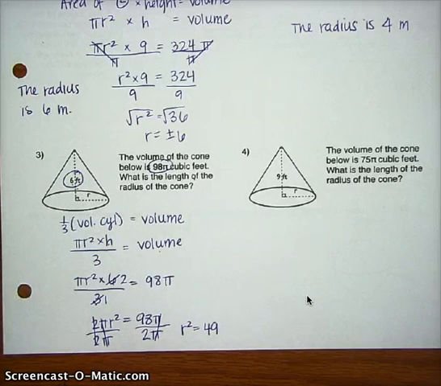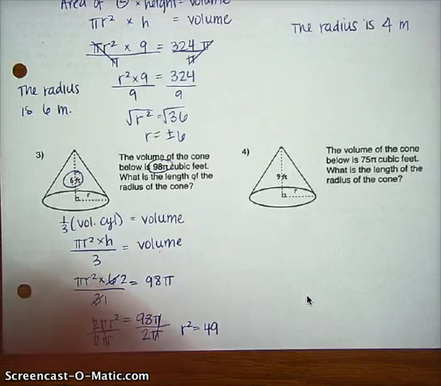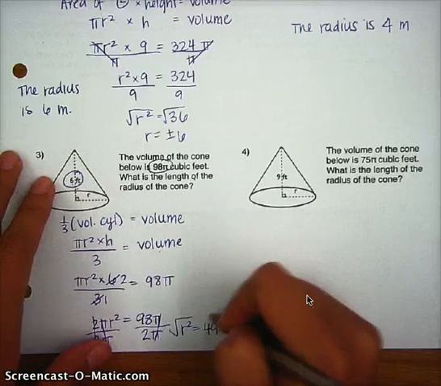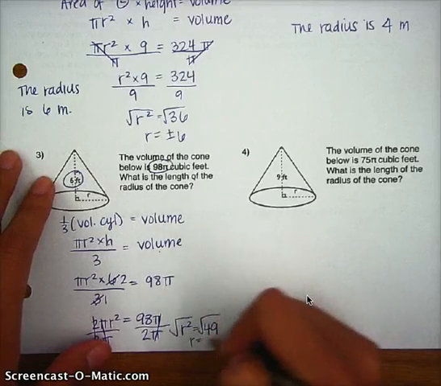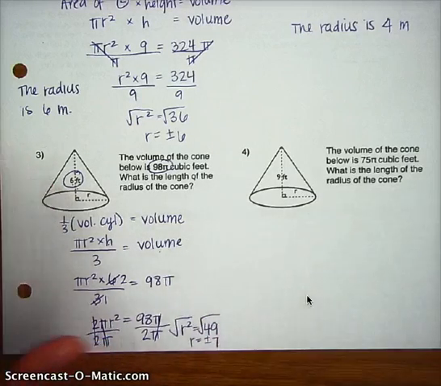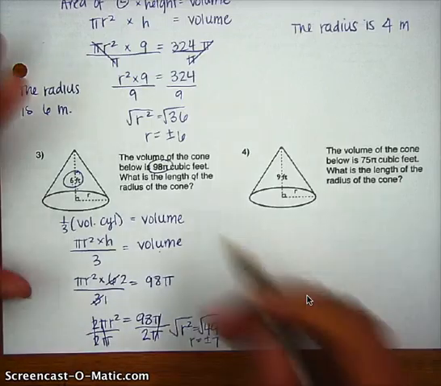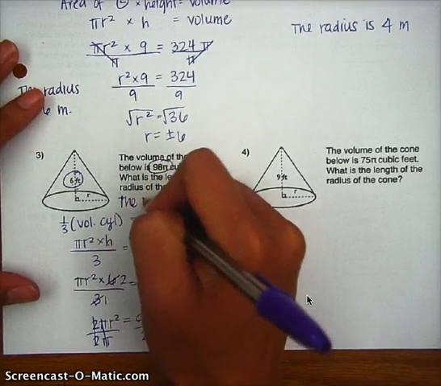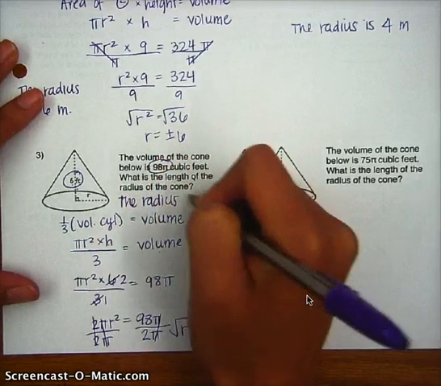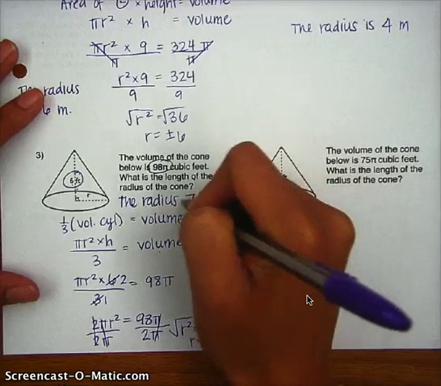Here's one issue that I noticed with a lot of students. Some students stop a little early. Some say, here, the radius is 49. However, we're not done, are we? I still need to take the square root of both sides. And I'm going to get r equals plus or minus 7. So would I say the radius is plus or minus 7? No, because length does not include negative numbers. So I would say the radius is 7 feet.